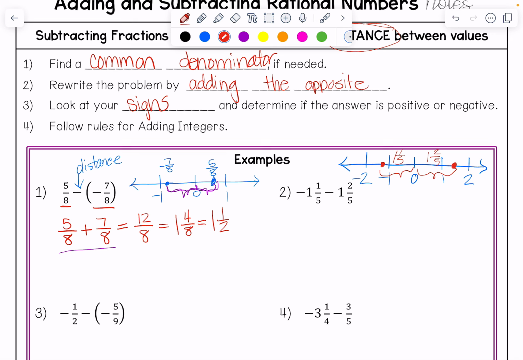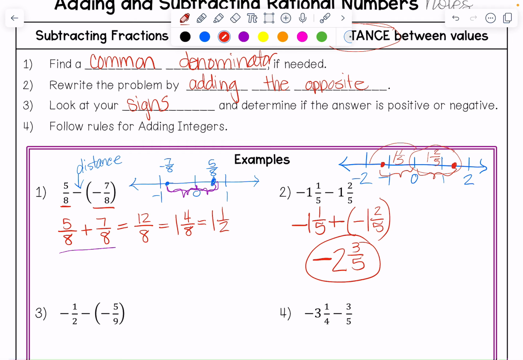Here's how we would rewrite this as an addition problem also. So first number stays the same, negative 1 1/5. Our subtraction becomes addition, and then we take the opposite of 1 2/5, which is negative 1 2/5. Okay, and then again, I would follow those rules for adding. So I have a negative plus a negative. I'm going to get more negative. So negative 2 3/5 would be my answer here. So again, the number line is a good way to visualize that you need to add up those two values.